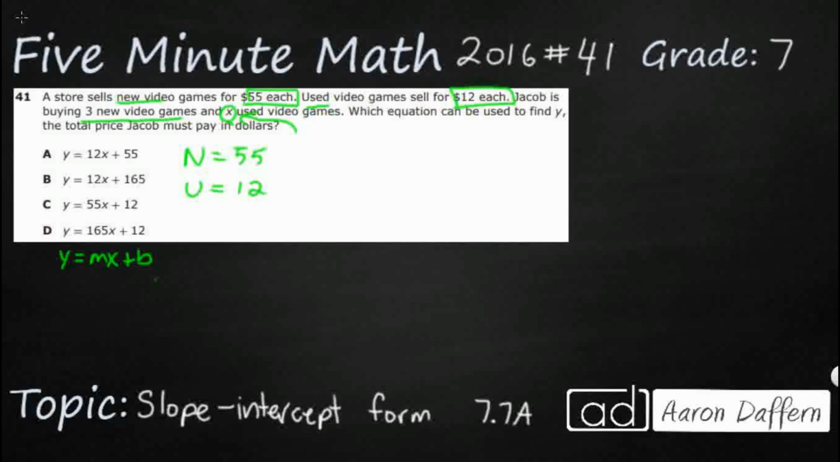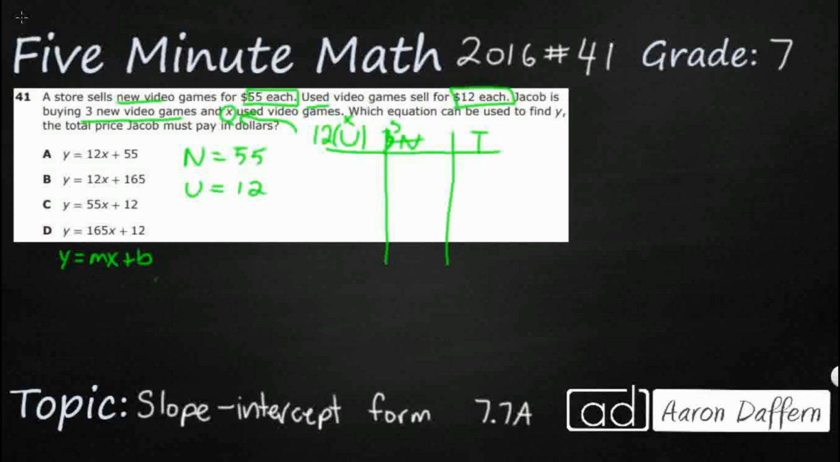Let's say we've got our used video games. I'm going to say used, I'm going to say new, and then we'll say our total. We'll just get an idea of what's going on. So the used video games, that's the unknown, so we're just going to put an X right there. We know they're $12 each, so let's say $12 times whatever that number is. We do know that he wants to buy 3.